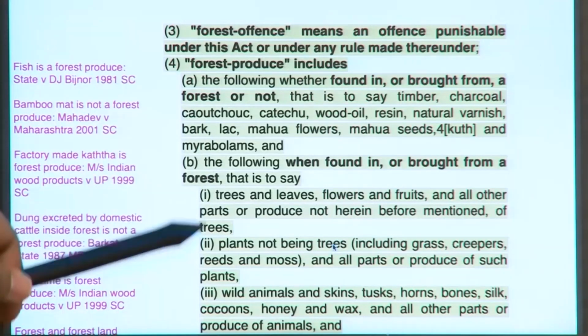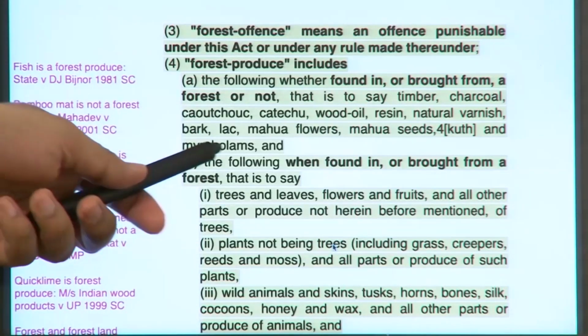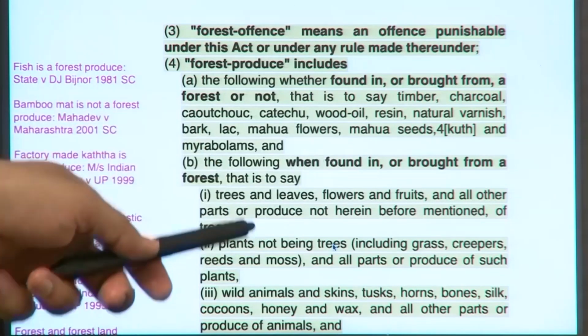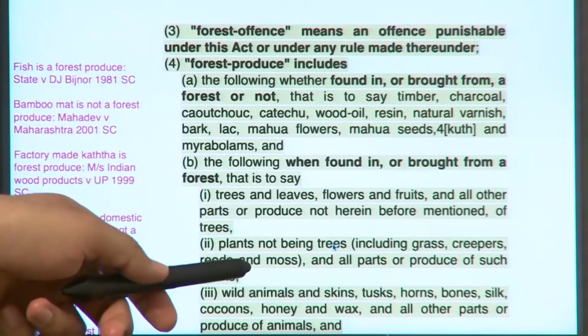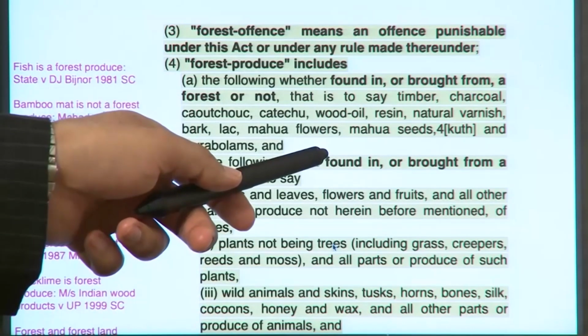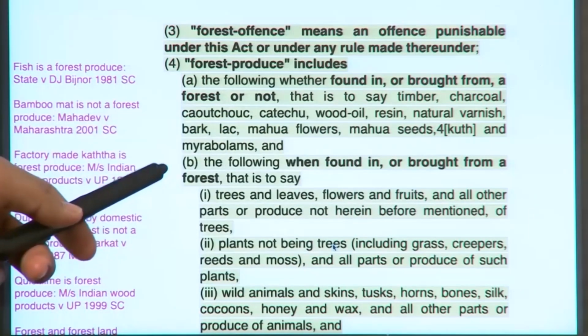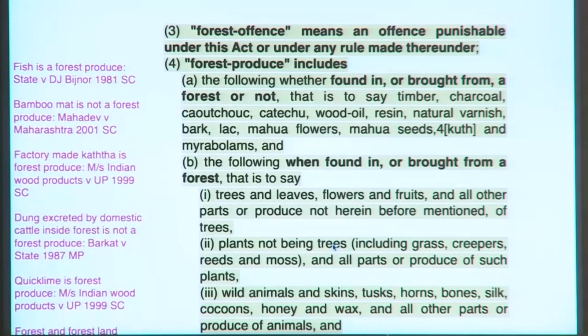But in these things, the following when found in a forest. So, the items that are in this list, if they are found in the forest or if they are brought from a forest, only then we will call them a forest produce. But if these are brought from any other area, if you are growing them in your house and you are able to prove that, then this is not a forest produce.